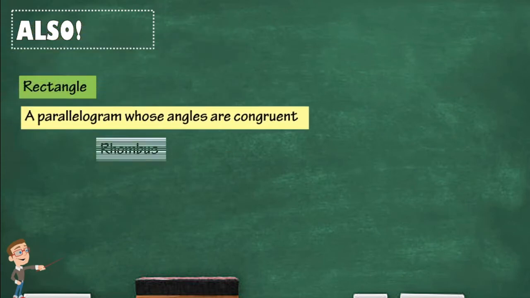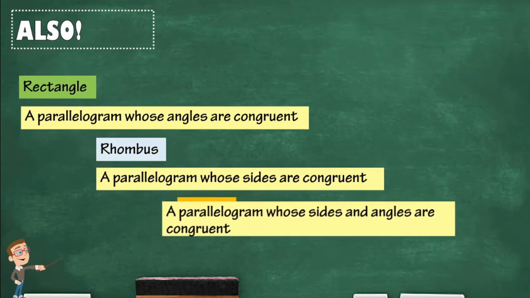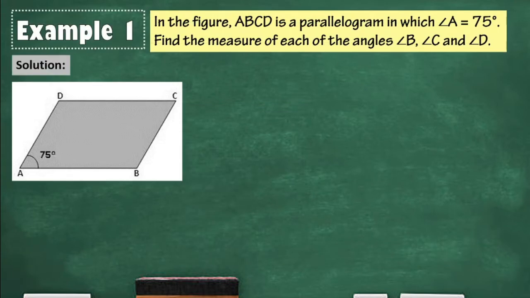we have these different types of parallelogram with their own special properties. And I know we are already familiar with this since we have discussed this in our previous lessons. But let me just give you their definitions. Rectangle, a parallelogram whose angles are congruent. Rhombus, a parallelogram whose sides are congruent. And then for the square, a parallelogram whose sides and angles are congruent. Let us apply these concepts in solving examples numbers 1, 2, and 3.